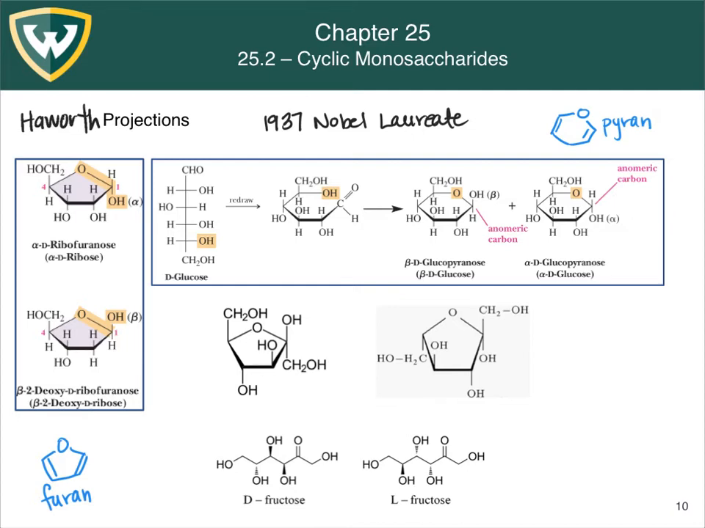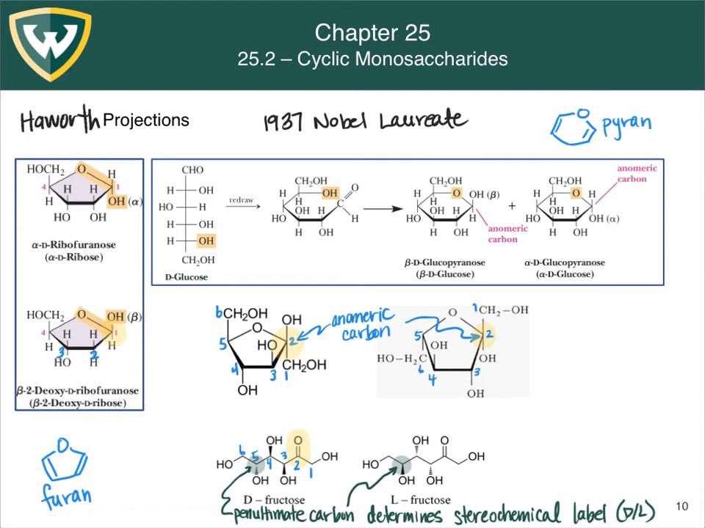The new chiral center that's formed during the cyclization is called the anomeric carbon. Stereoisomers that differ in configuration only at the anomeric carbon are called anomers. These are just a special type of diastereomer. The anomeric carbon of an aldose is carbon 1. That of fructose, the most common ketose, is carbon 2.